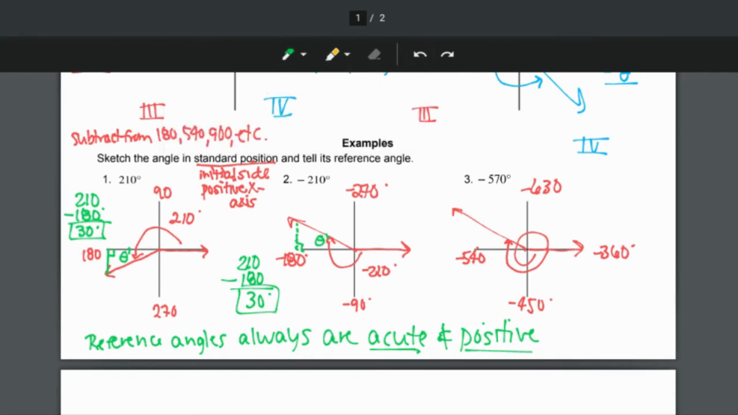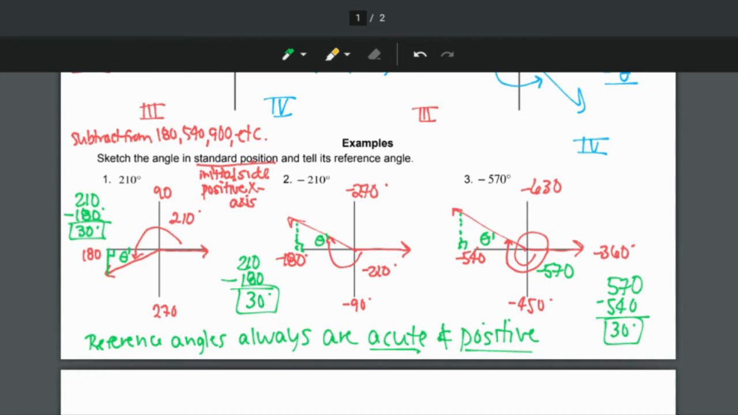So I'm going to drop my perpendicular to the x-axis and figure out how many degrees this angle is. So I have gone negative 570. It means I want to subtract 570 minus 540, and that leaves me with 30 degrees again. So as you can see, all three of these angles have 30-degree reference angles.